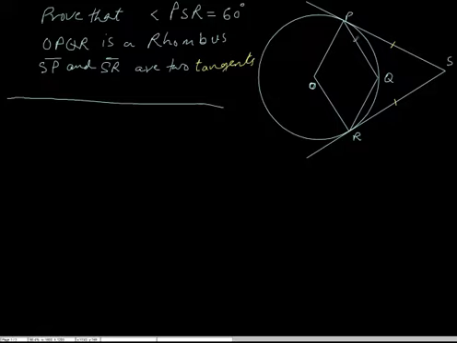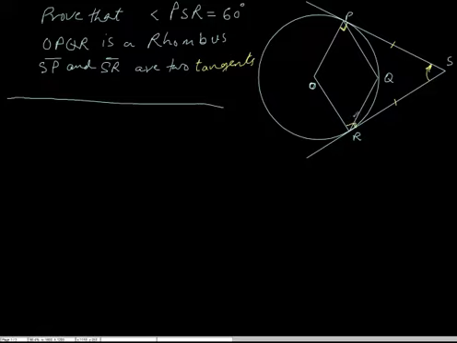What we need to do is prove that this angle here is 60 degrees. Now, there are a few things about circles which we need to know. When we have a tangent coming from a certain point and touching the circle, the tangent makes an angle of 90 degrees with the radius, because that's the center of the circle. Likewise, we've got 90 degrees here.